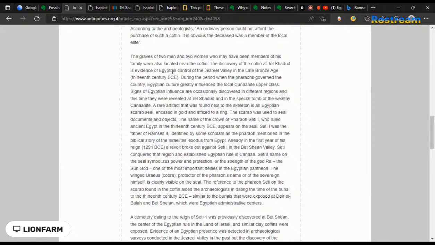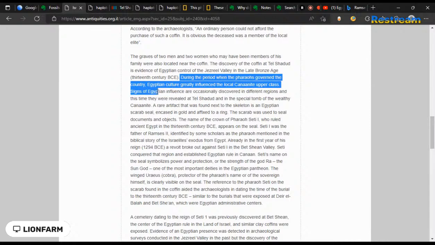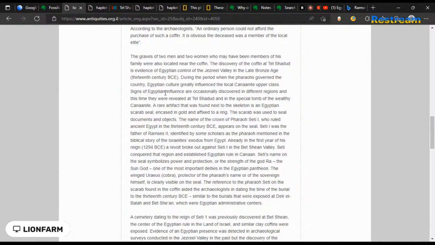That was in the area controlled by the Egyptians in the Jezreel Valley, in the late Bronze Age, 13th century BC. During the period when the pharaohs governed the country, Egyptian culture greatly influenced the local Canaanite upper class, very important. Signs of Egyptian influence are occasionally discovered in different regions, and this time they were revealed at Tel Shadud, in the special tomb of the wealthy Canaanite. So very important. They found this connection in this area.